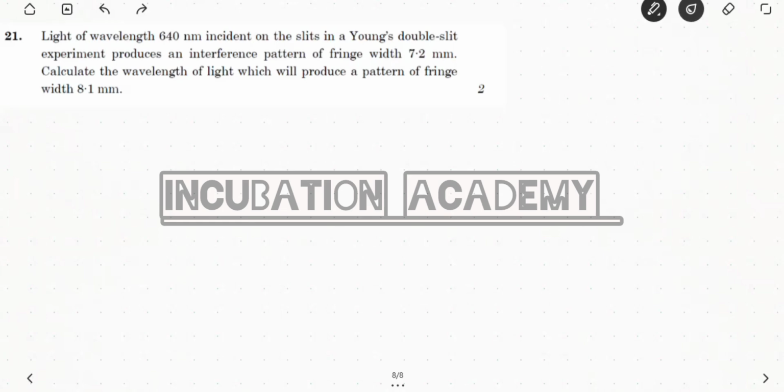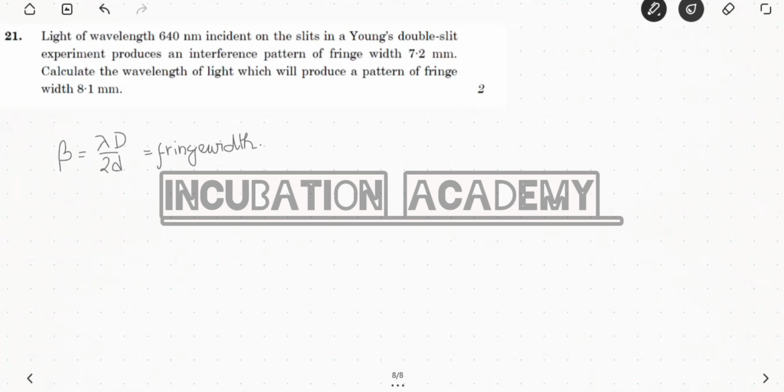For that purpose, the expression which gets importance here is beta, which is called the fringe width, equal to lambda into capital D divided by 2d. Here lambda is obviously the wavelength of the light used, and capital D is the separation between the coherent source and the screen, and 2d is the separation between two coherent sources.